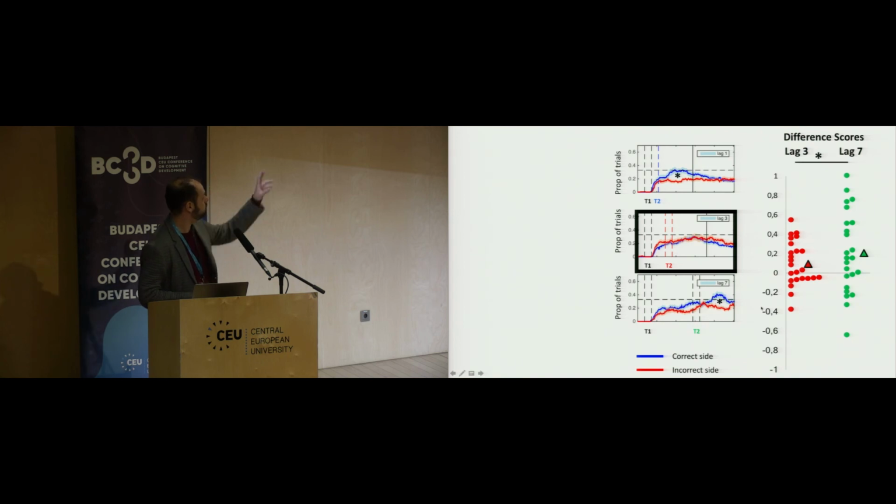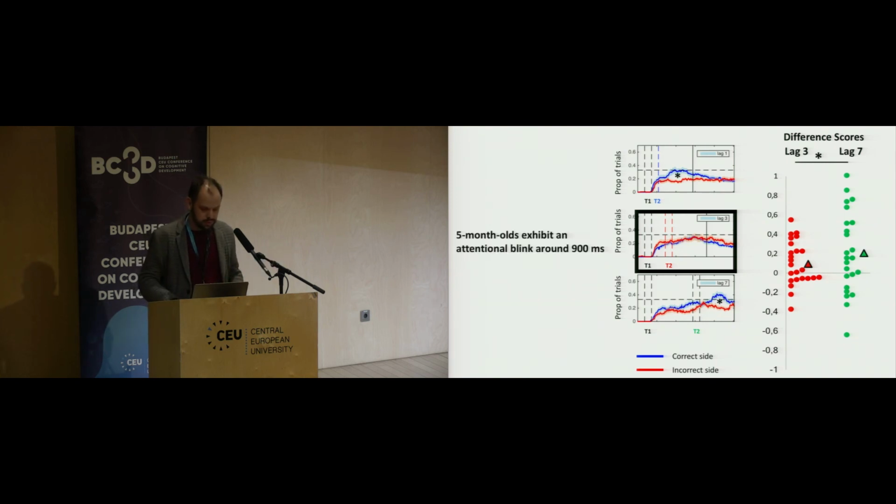And we also measured the difference scores, that is the difference between looking time towards the correct and incorrect side, and show that there is a difference between the lag 7 and lag 3 trials. So those results suggest that 5-month-olds do exhibit an attentional blink in infancy, and that it seems to be around 900 milliseconds. So that's very compatible with what François just presented. There's one caveat in this data, which is, let me first say that we also see here lag 1 sparing, which is interesting, but I don't have much to say about it.